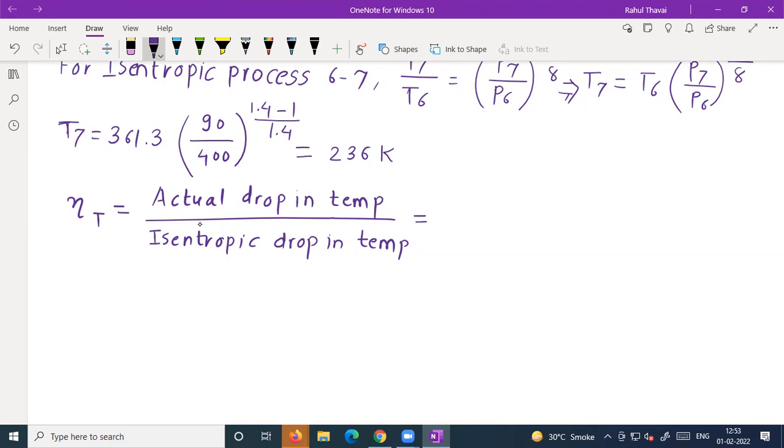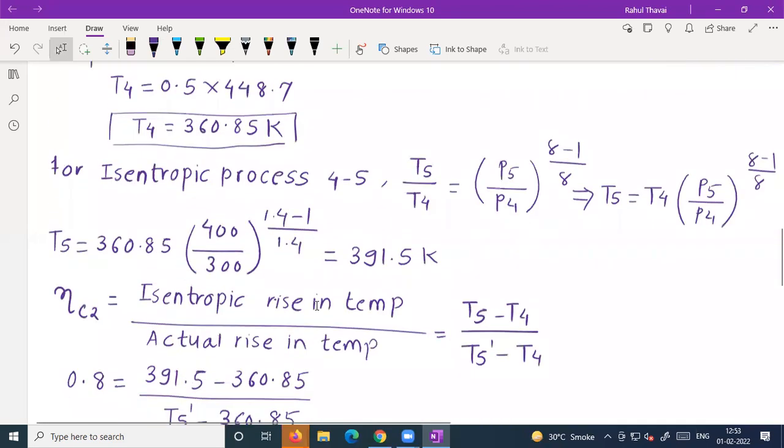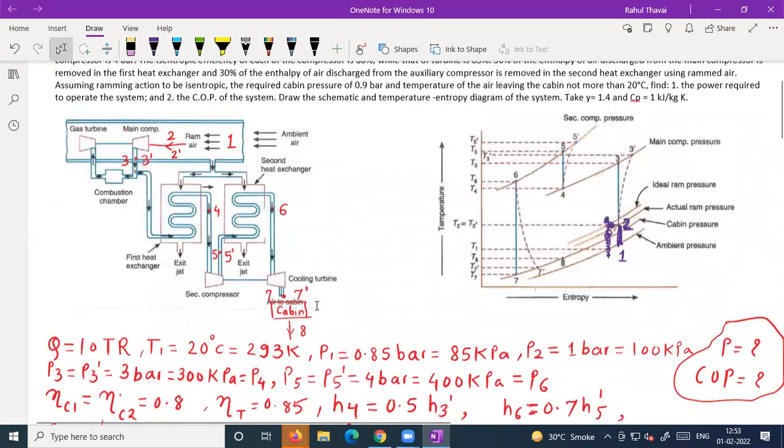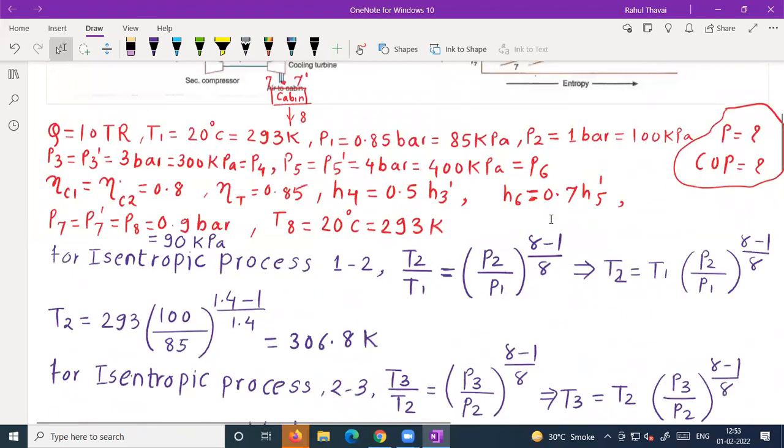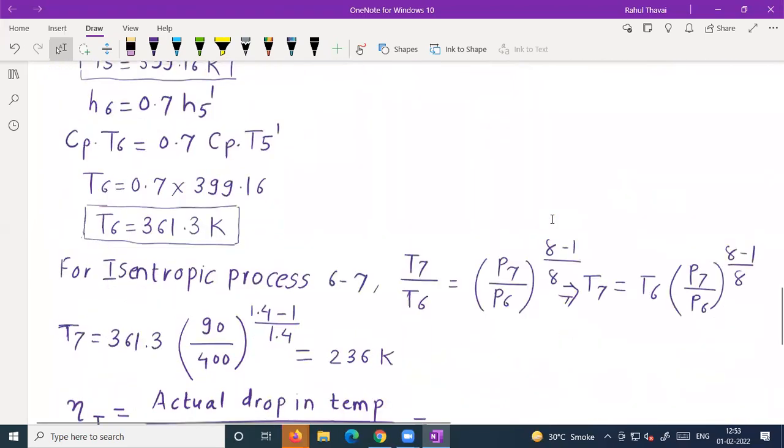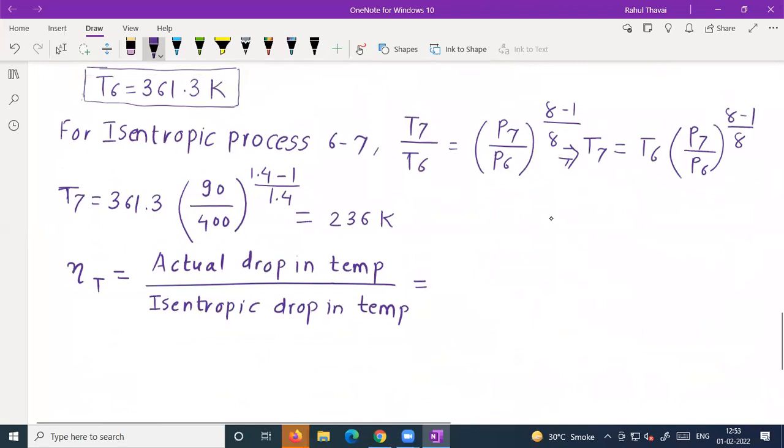So let us write down the actual drop in temperature. The actual drop is T6 minus T7 dash. So this is T6 minus T7 dash divided by the isentropic drop, which is T6 minus T7.